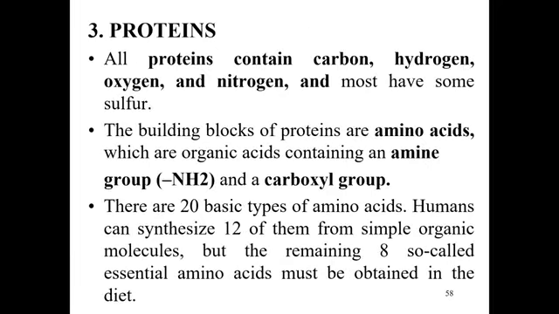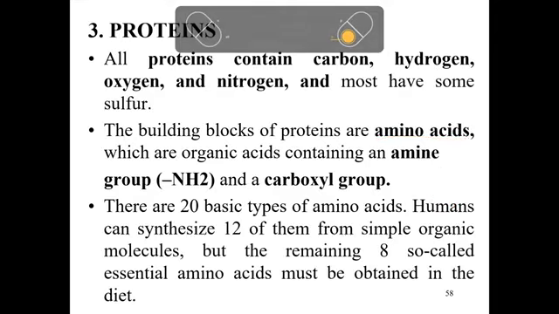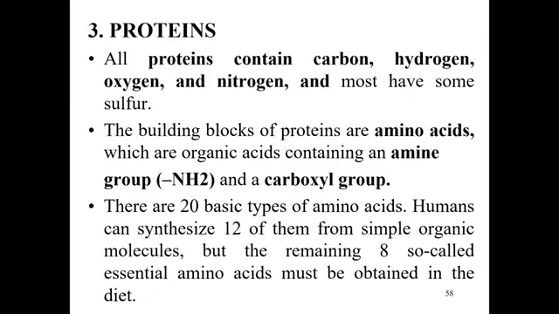All proteins contain carbon, hydrogen, oxygen, and nitrogen, and most have some sulfur, like your cysteine. The building blocks of proteins are called your amino acids. They contain an amine group, which is your NH2, and a carboxyl group. There are 20 basic types of amino acids. Humans can synthesize 12, and these are called your nonessential amino acids. But the remaining 8 are so-called essential because they must be obtained in the diet. Essential amino acids should be obtained by the body, meaning kakainin, you should eat to get them.